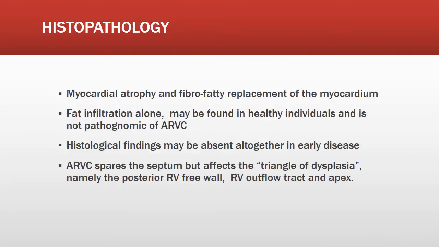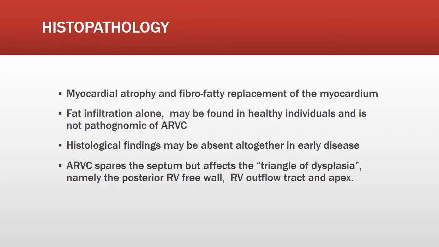So, histopathologically, if you were to see a heart under the microscope of a patient with ARVC, the hallmark is that you will have myocardial atrophy, or basically myocyte loss. And there will also be fibrofatty replacement of the myocardium. It's important to note that having fat infiltration alone in the myocardium is not pathognomonic of ARVC, and histological findings may be completely absent early in the disease.